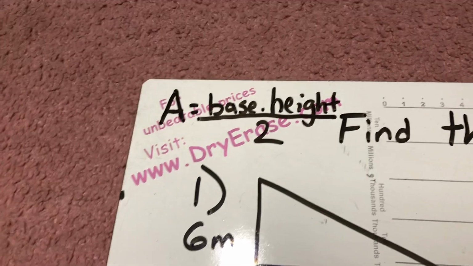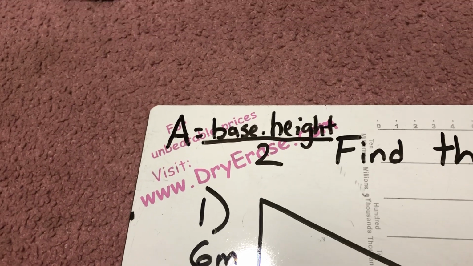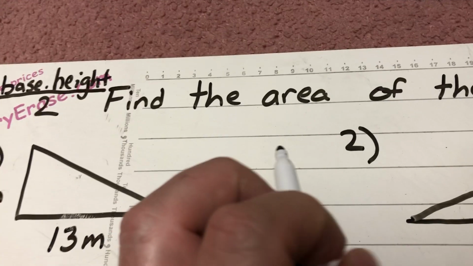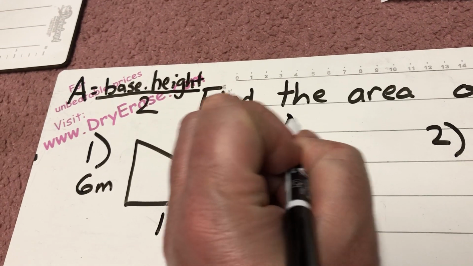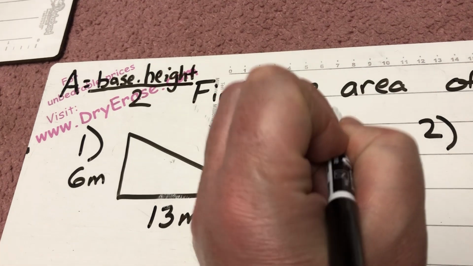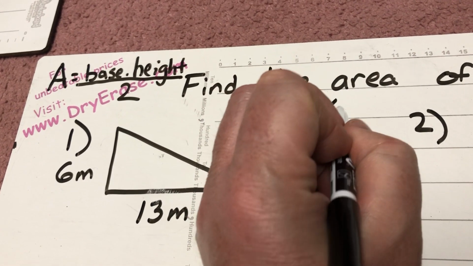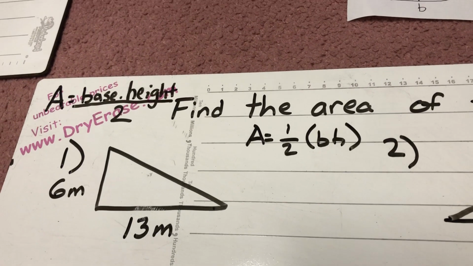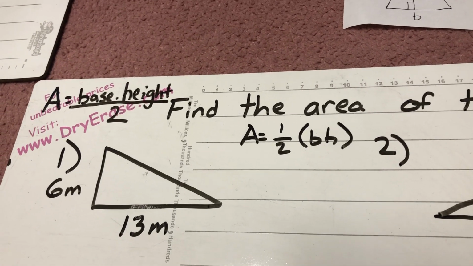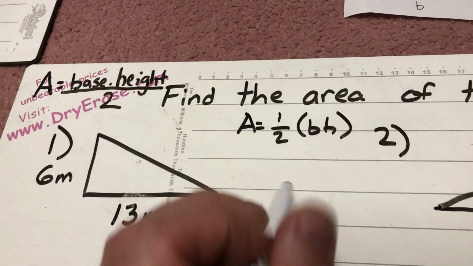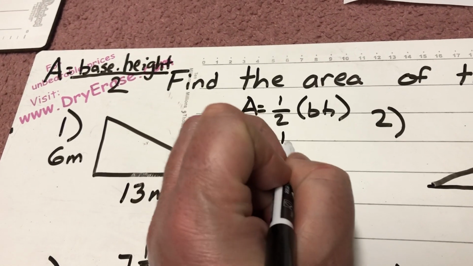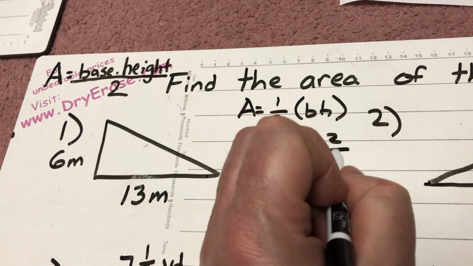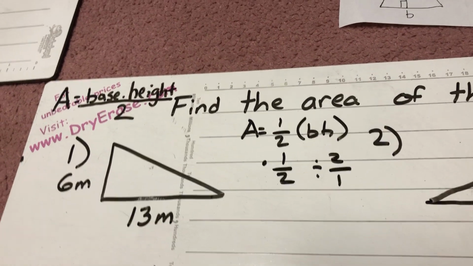height divided by 2. Some formulas will show you this, and I'll kind of just write this up here. Area equals 1/2 the length of the base times the height. But as you know from what you know with multiplying fractions, multiplying something by 1/2 is the same as dividing it by its reciprocal, which is 2/1.